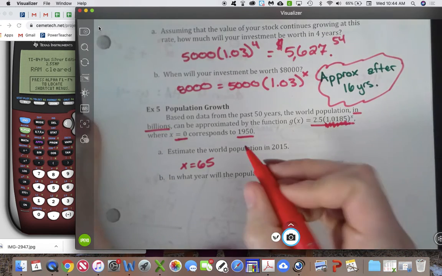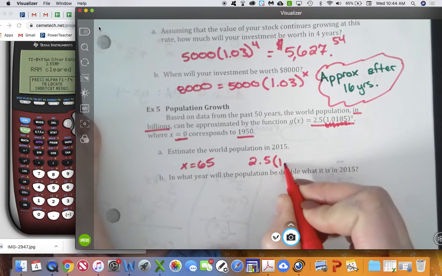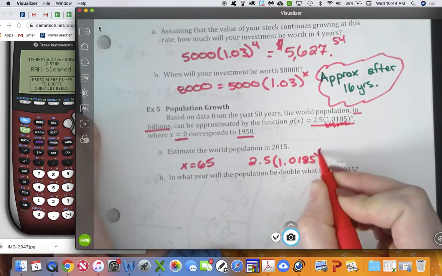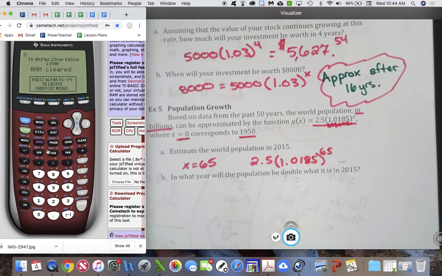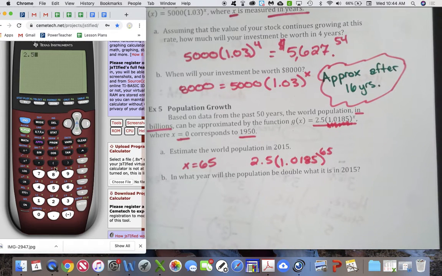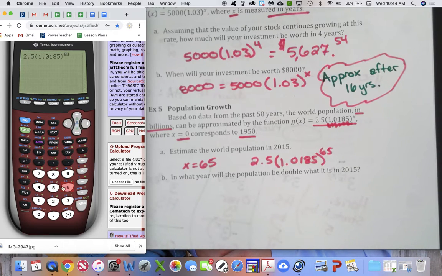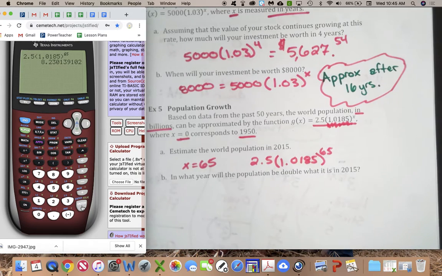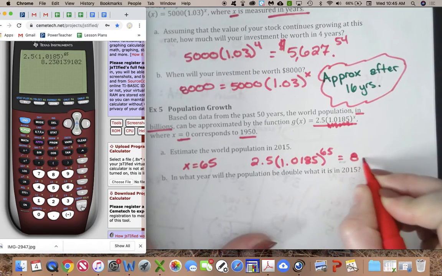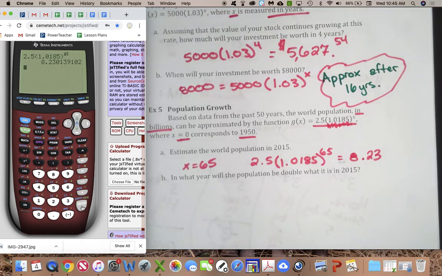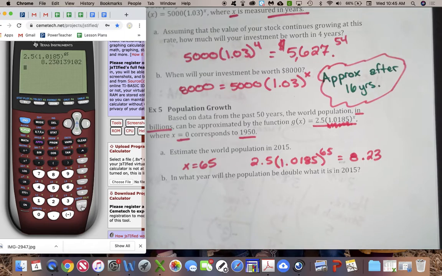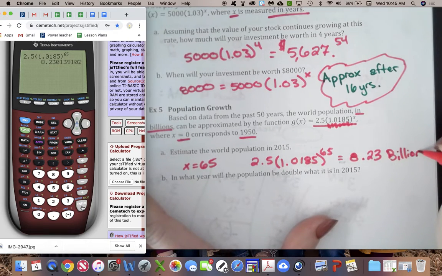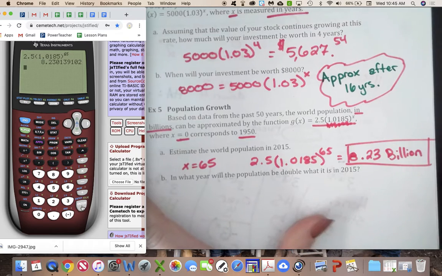2.5 times 1.0185 to the 65th power. I'll do it anyway. 1.0185, I type in so slow, 65. Like that. Enter. 8.23. What the heck does that mean? 8.23 billion people in the year 2015. I don't know, what are we at right now? Oh, we haven't reached that far yet.